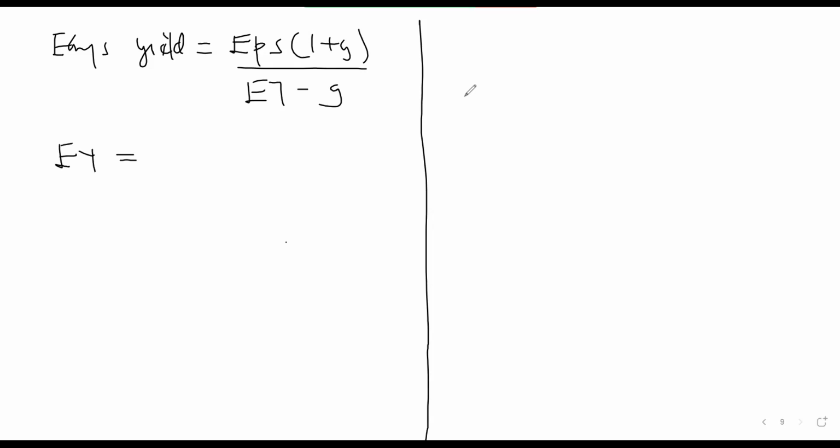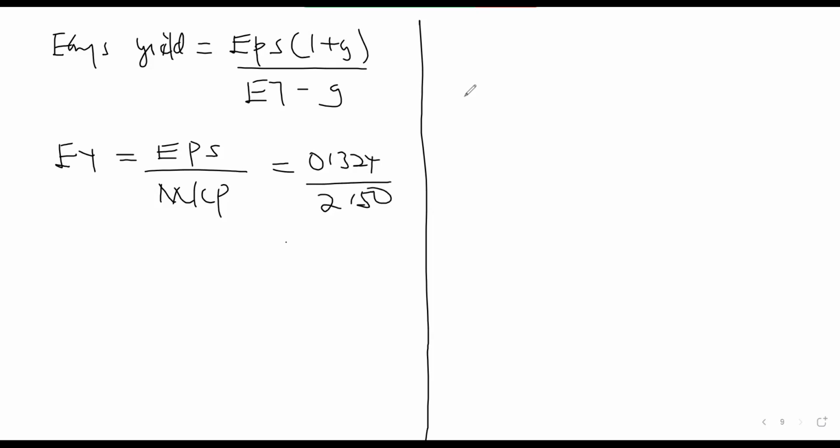The question says that it has been constant every year, and the earnings yield is calculated as earnings per share over the market price per share. So the earnings per share for this year is 0.324, and the current market value is 2.50. So what are we getting for the earnings yield? You multiply the answer by 100. So 0.324 divided by 2.5 times 100 gives 4.96.